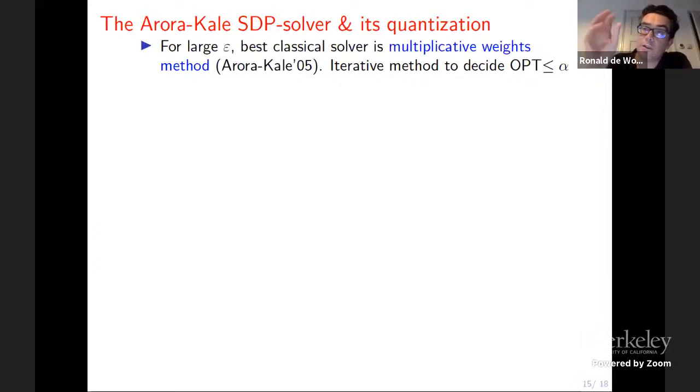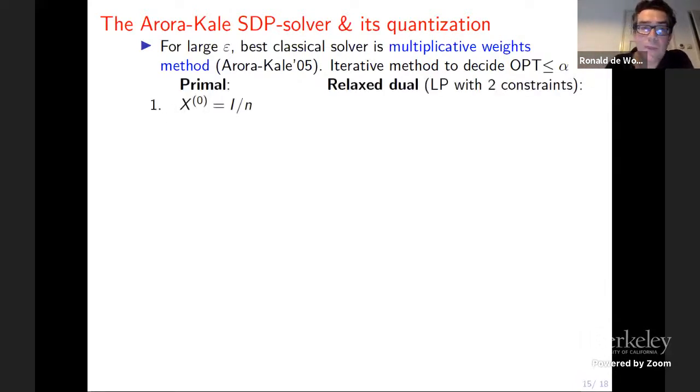So we're adding a constraint to the dual problem, saying that the optimal value is less than alpha, and then we're checking if that's feasible or not. If it's feasible, the optimal value is less than alpha, and we can continue our binary search. If it's not feasible, the optimal value is bigger than alpha, and we can continue our binary search. The idea of this Arora-Kale solver is you're bouncing back and forth between imperfect solutions of the primal and the dual. And it turns out that this converges amazingly quickly.